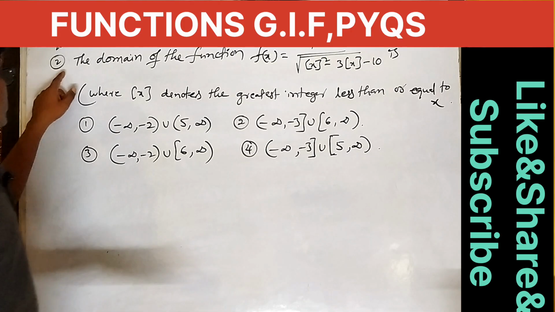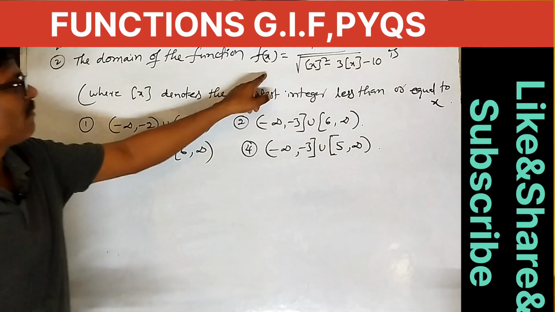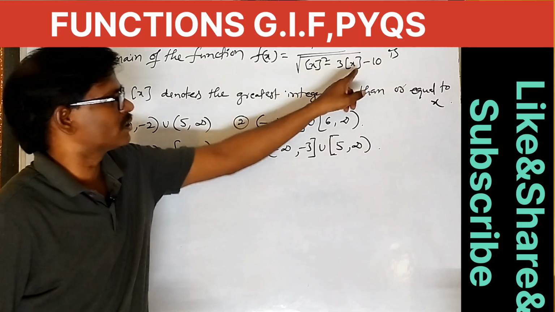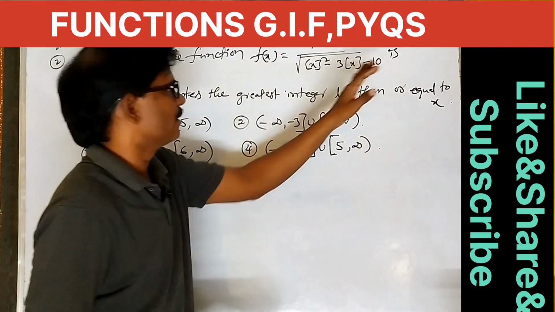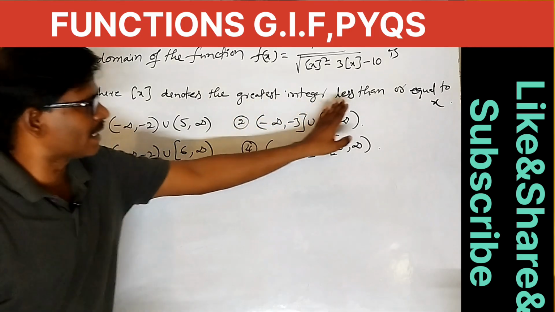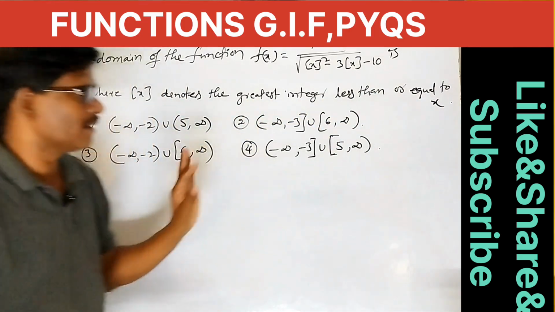Okay, listen, question number 2. The domain of the function f of x is equal to 1 by root of [x] whole square minus 3 into [x] minus 10, where [x] denotes the greatest integer less than or equal to x.